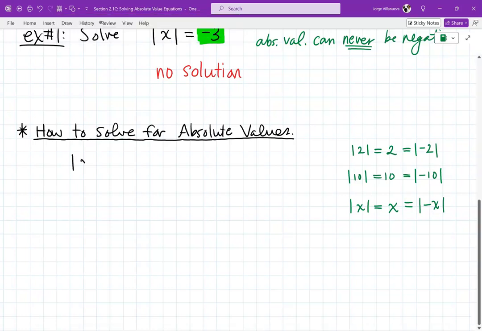Let's say you have something like this. I know that looks weird because we're not doing anything with numbers, but just bear with me. So you have the absolute value of x equal to some number c. I don't know what the number is. Okay? This is how you do it. Split it into 2 equations.